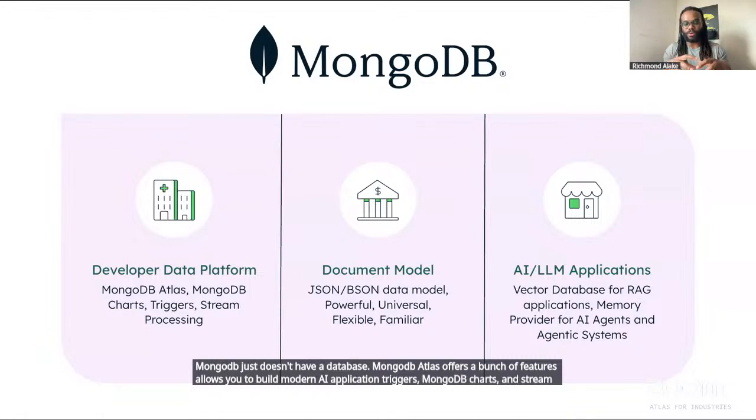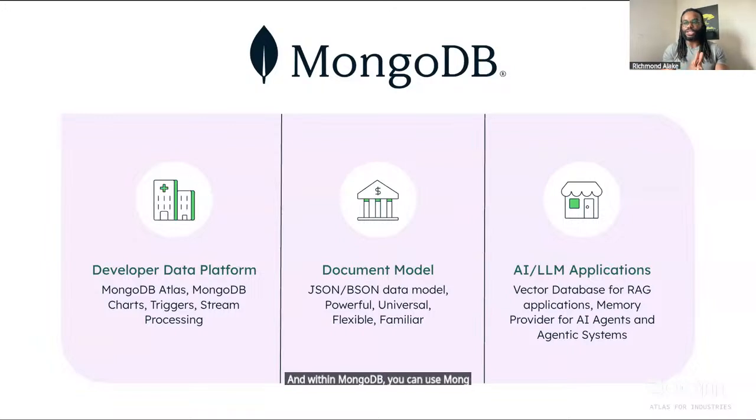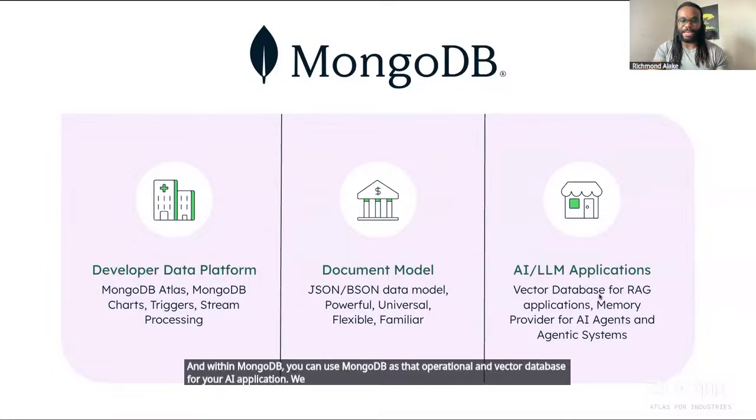So all of this is within MongoDB Atlas, which allows you to build applications for the future. And within MongoDB, you can use MongoDB as that operational and vector database for your AI application. We're going to be seeing a lot of that today.